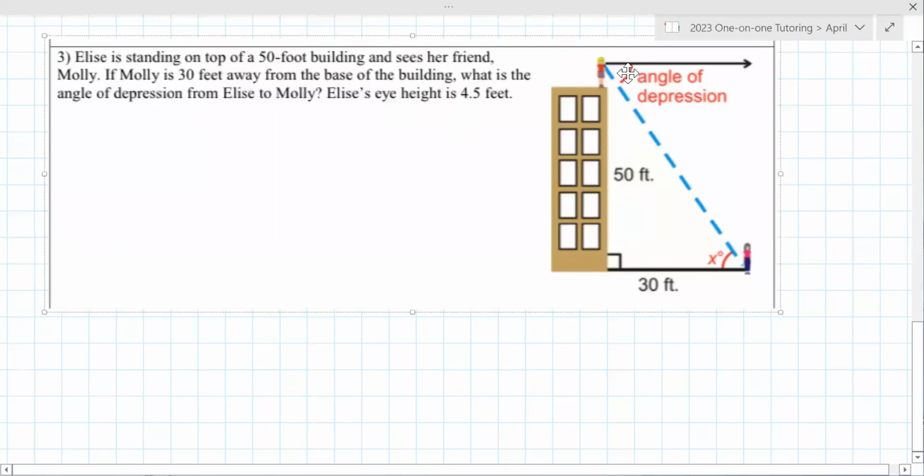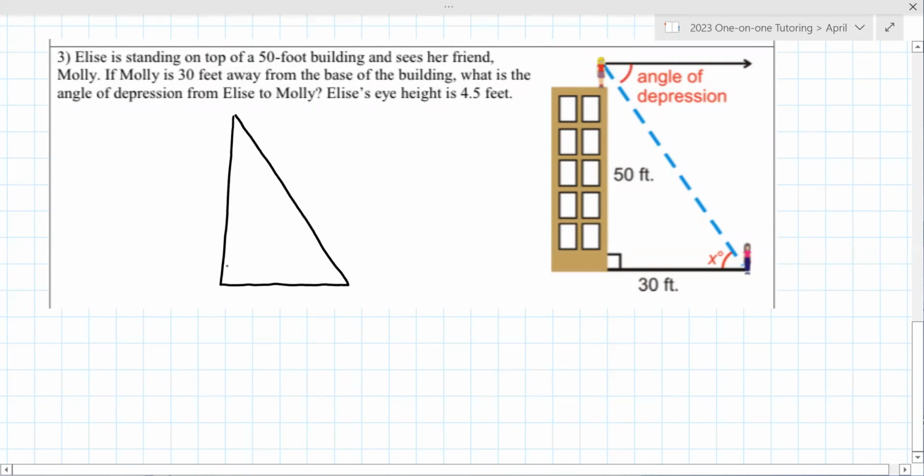The thing that might be good to do here, and I was maybe going to suggest that in the other problems, is to draw a triangle, because there are almost distractions here. You just label the stuff you care about, 30 for that. The height though is not 50, it's 50 plus the 4.5, so 54.5. And they really want the angle of depression, which happens to be the same as X.